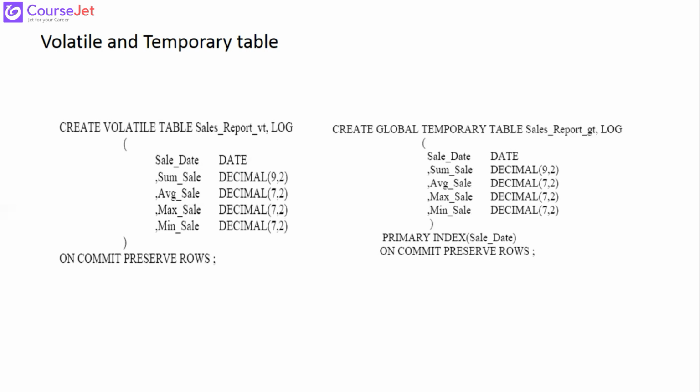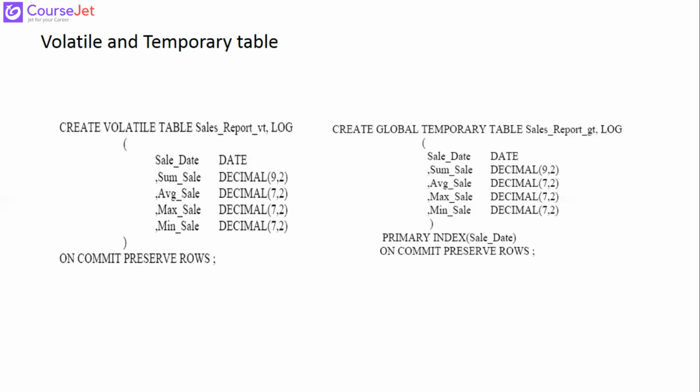Okay, that means we can utilize that temporary space for that time being, correct? Yes. Because a volatile table uses temp space, and normal tables will use spool space, correct? Yeah.